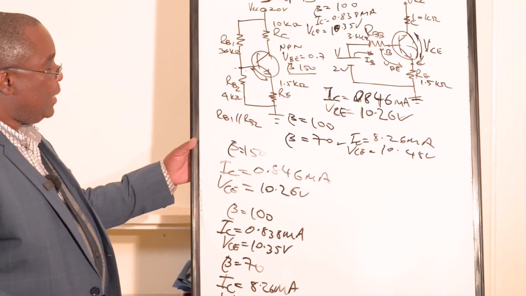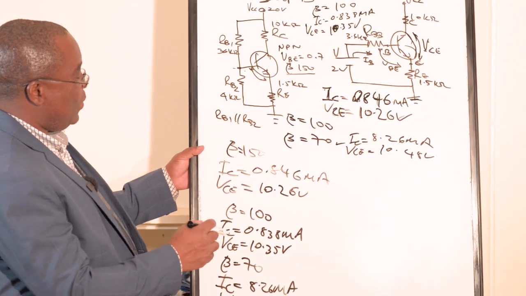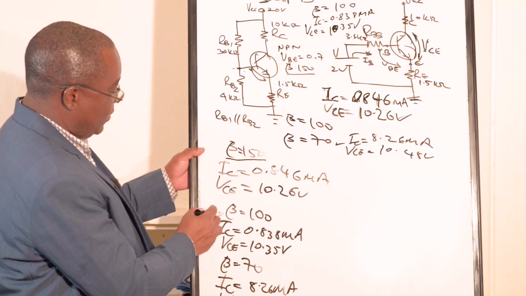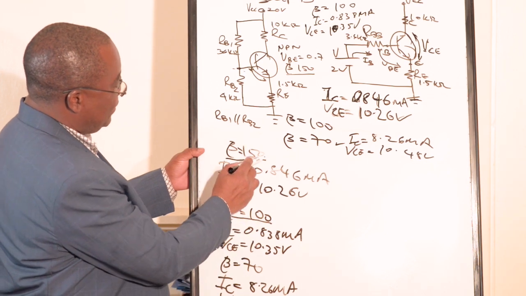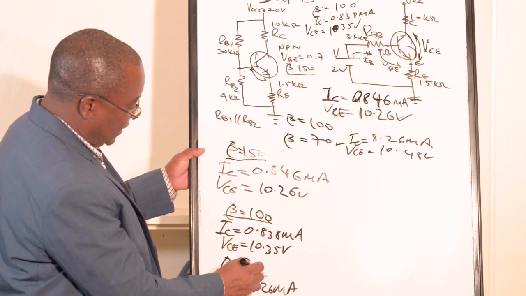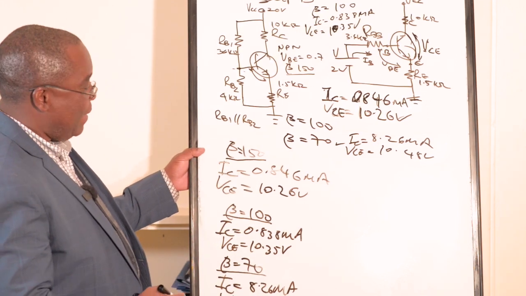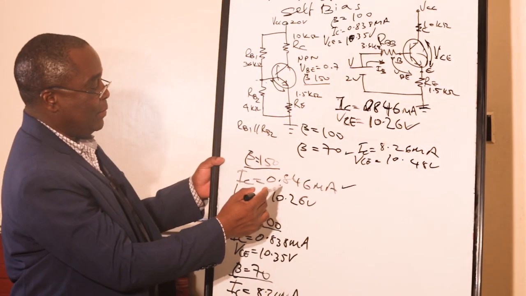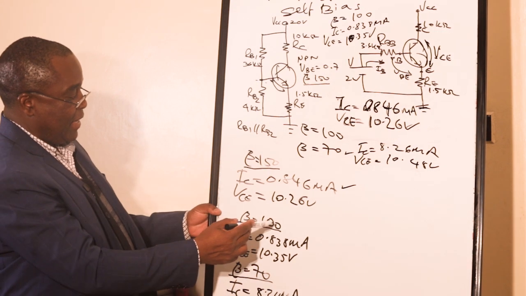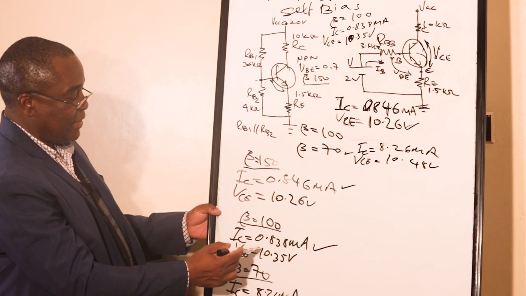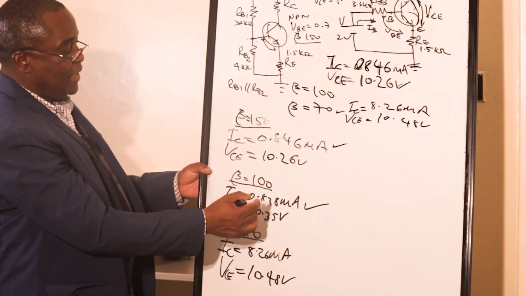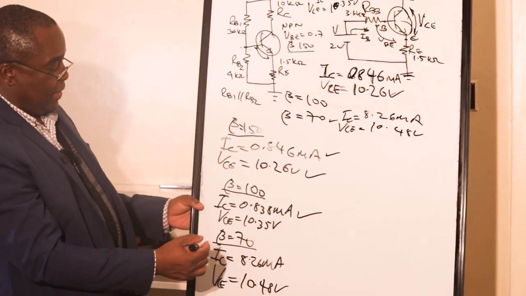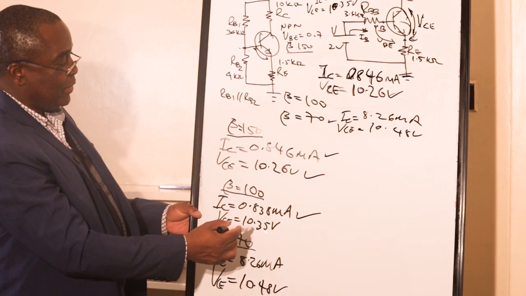So, in conclusion, when we vary at large beta, we value beta at 150, beta at 100, and beta at 70. Big variation of beta. But take a look at collector current at beta at 150, this one, 0.846. At beta at 100 collector current is 0.838. Very slight change. Also, collector emitter voltage is 10.26, and here at beta at 100 is 10.35.